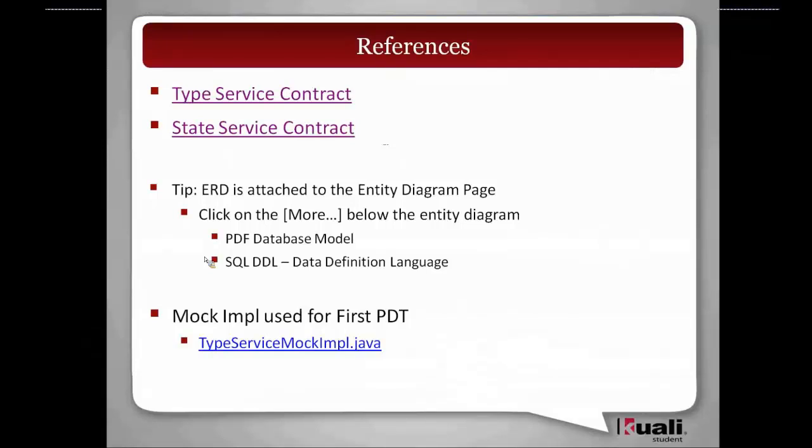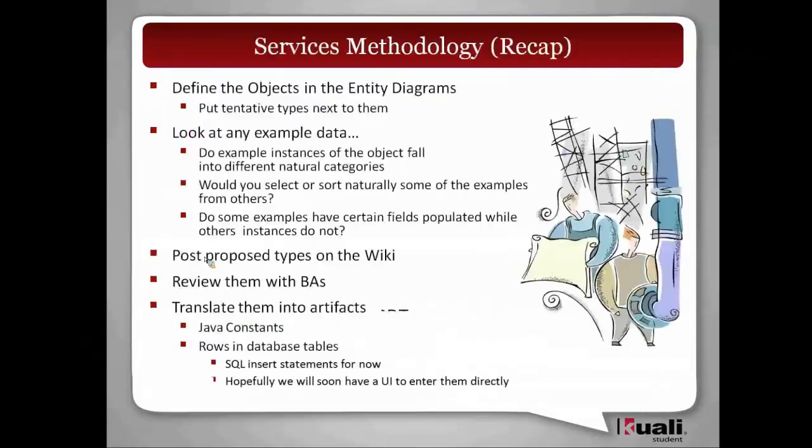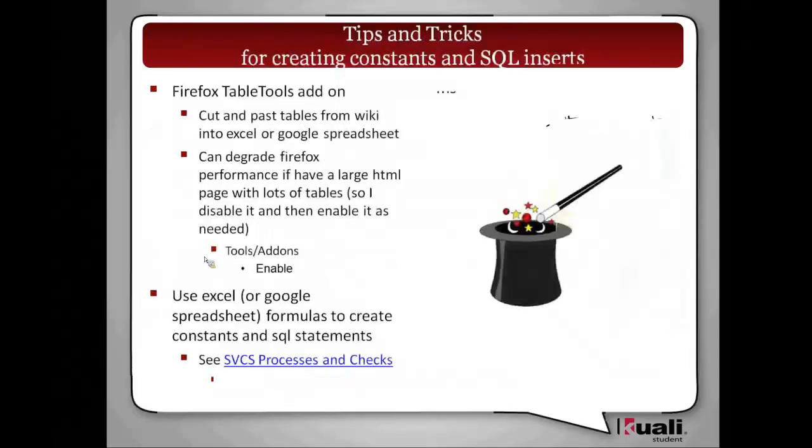And you can skip the mock info because that's really more for the techies. And then just a quick recap again. You define the object identity diagrams. You look at example data. You sort them all naturally. You just get that sense. It's an art, not a science. You have to post them somewhere so we can get agreement on them. Everybody gets to review them, and then we translate them into artifacts. That's the process we're trying to follow here in general. At least we've been, and we're hoping to continue similarly, but with more heavy BA involvement.